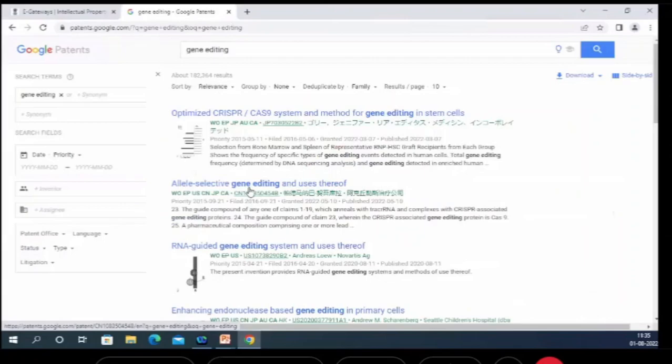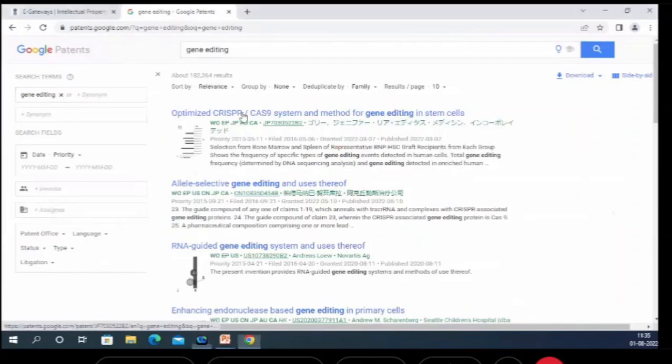There are so many search items here. You can put gene editing or gene silencing, any field of interest you want, and you will get all the patent applications that have been filed. So you will get overall data on what research is going on across the globe on this topic. This is the prior data. There are so many filters you can change or apply to get your data here.